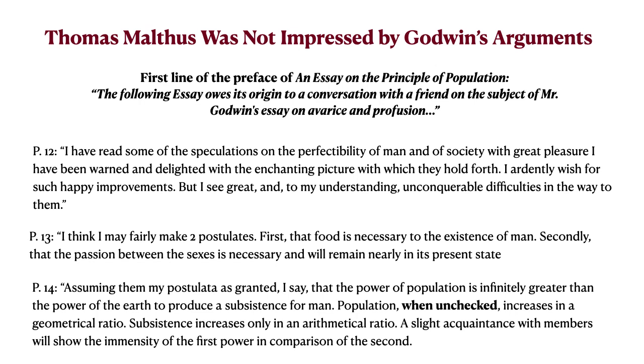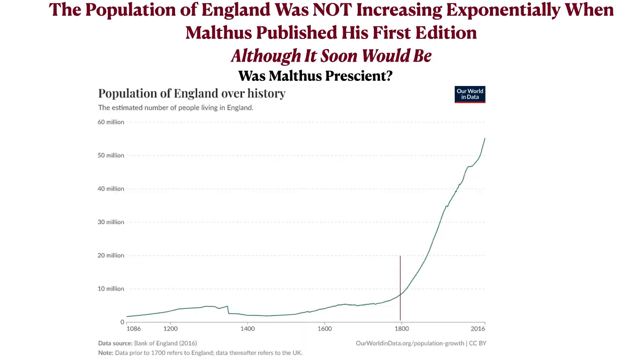Same with Condorcet. Anyway, just to quote a few of these: I have read some of the speculations on the perfectibility of man and society with great pleasure, and I've been warmed and delighted with the enchanting picture which they hold forth. I ardently wish for such happy improvements, but I see, to my great understanding, unconquerable difficulties in the way of them. And then he makes several postulates, and the basic argument being that population growth is going to overwhelm food production and return humanity to a condition of misery, regardless of any improvements that are made.